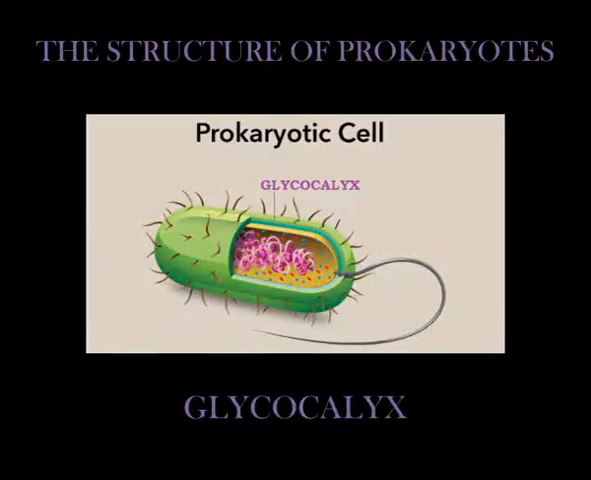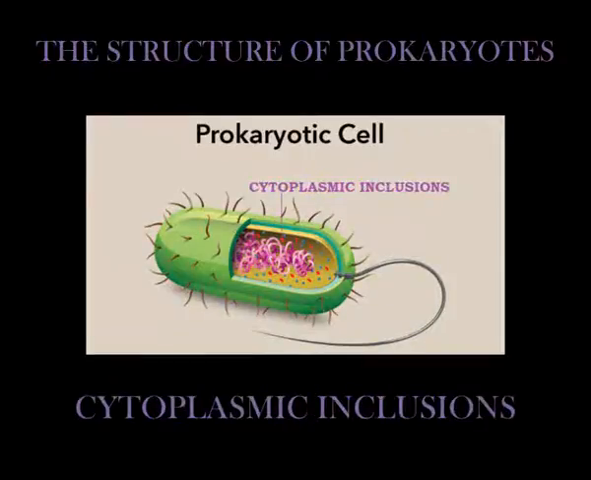Glycocalyx. Only in some types of prokaryotes. A glycoprotein polysaccharide covering that surrounds the cell membrane. Cytoplasmic inclusions. It contains the inclusion bodies like ribosomes and larger masses scattered in the cytoplasmic matrix.